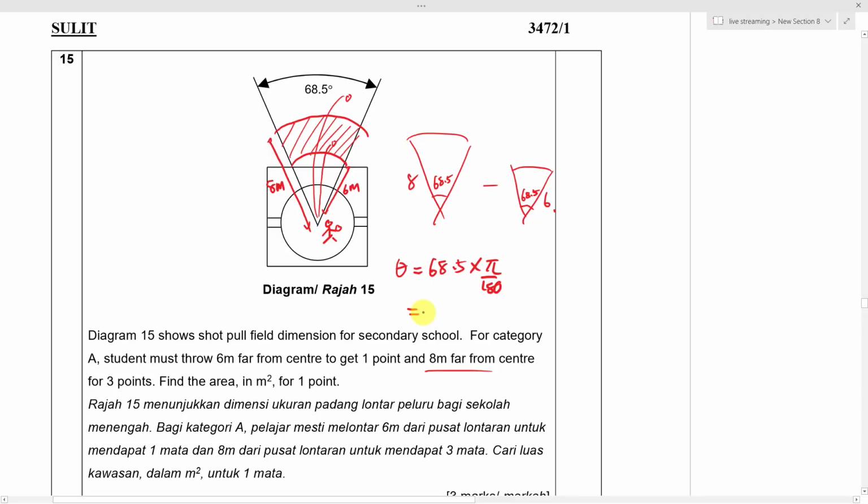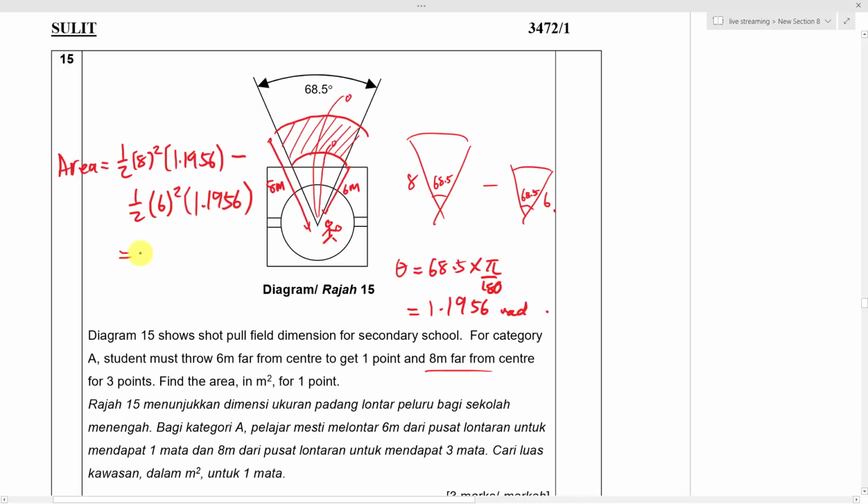So use the calculator. You should get a number, 1.1956 radians. Alright, then I want to get the area. I will just say half r squared theta, 1.1956, minus half r squared theta, 1.1956. And then I just factorize out half 1.1956. You also have this one, right? There you got 64 minus 36. Then type in the calculator.